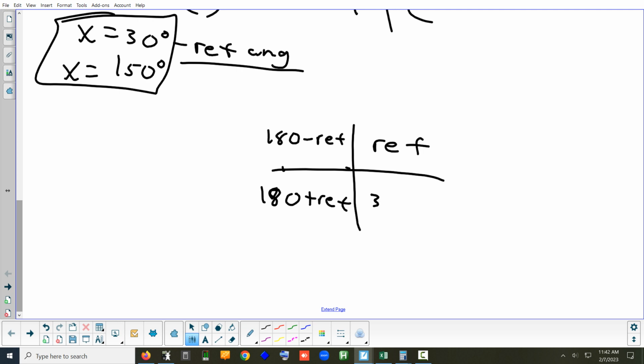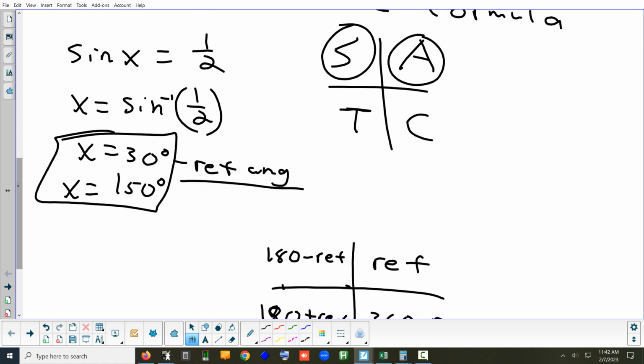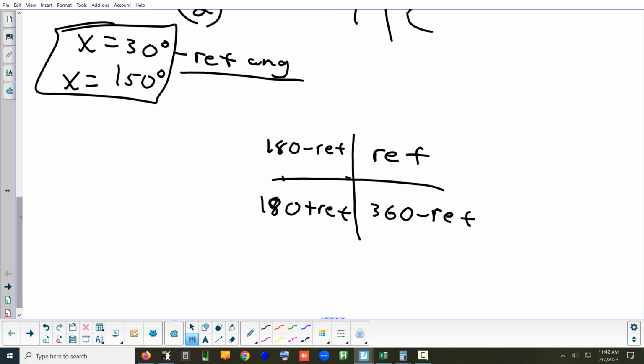Minus reference angle. 360 minus the reference angle. And the way you know what quadrant you're looking for an answer in is you're going to look at the original problem. It's going to have a trig function. It's going to be equal to a number. It's either going to be a positive or a negative number. Depending on if they want positive or negative answers, this chart tells you where to go for the answer. And then this chart tells you what to do in that quadrant.